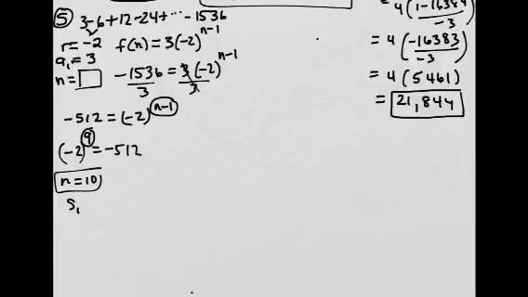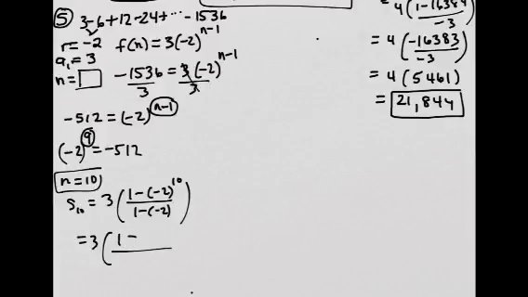So s sub 10 equals the first number times 1 minus the ratio to the 10th all over 1 minus negative 2. And you get 3 times 1 minus, and then 1 minus the negative 2 in the denominator is 3. So negative 2 to the 10th power is positive 1024, so it's 1 minus 1024 divided by 3. Now the 3 over 3 I can cancel, and so here's my answer right here.